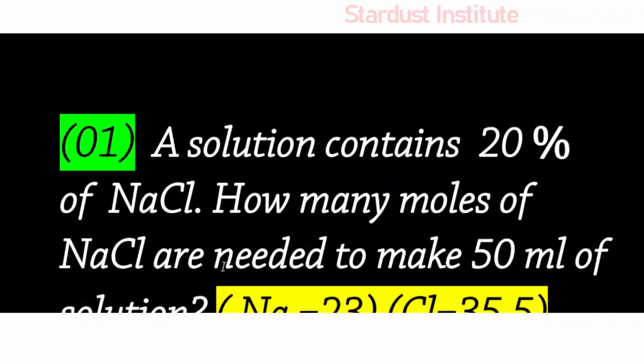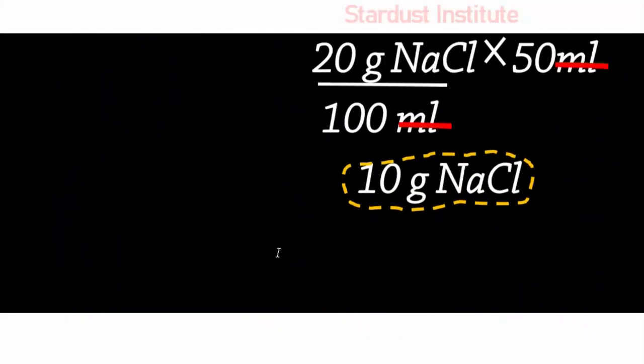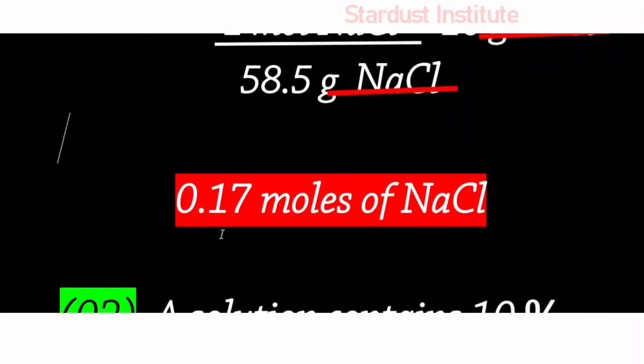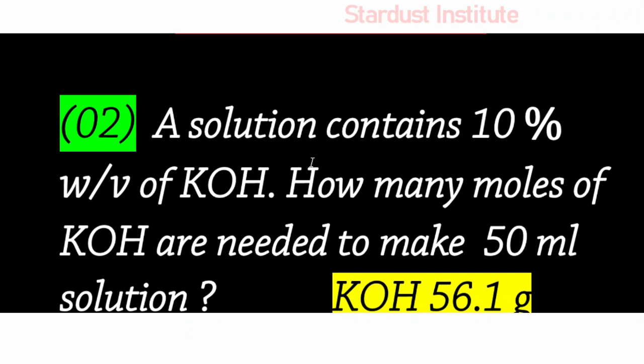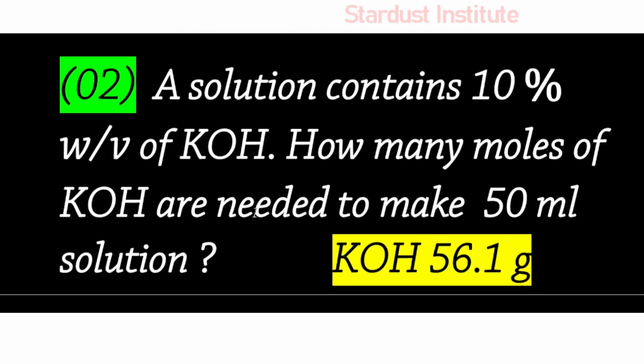How many moles of sodium chloride are needed to make 50 milliliters of solution? 0.17 moles of sodium chloride are needed. Now let's go to the next problem. A solution contains 10% weight by volume of KOH. How many moles of KOH are needed to make 50 milliliters solution? Molar mass has been given: 56.1 grams.